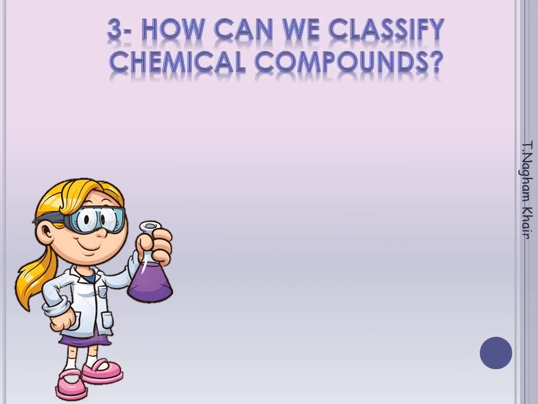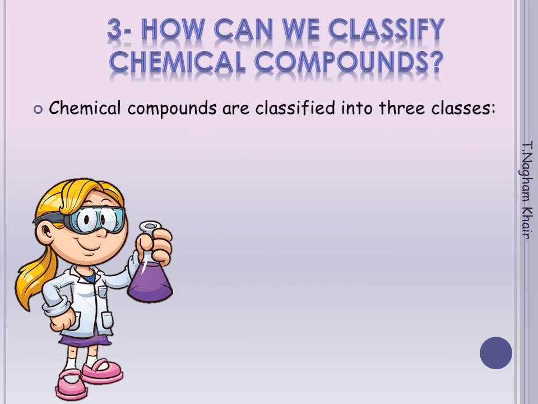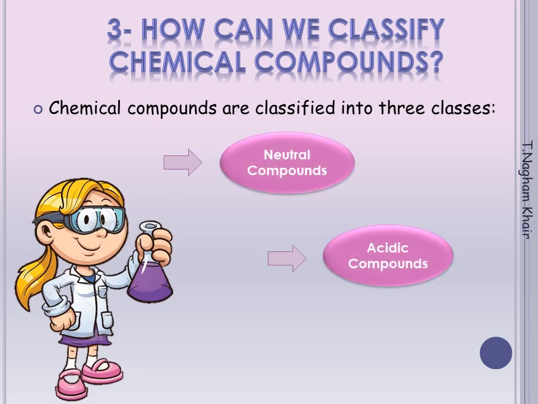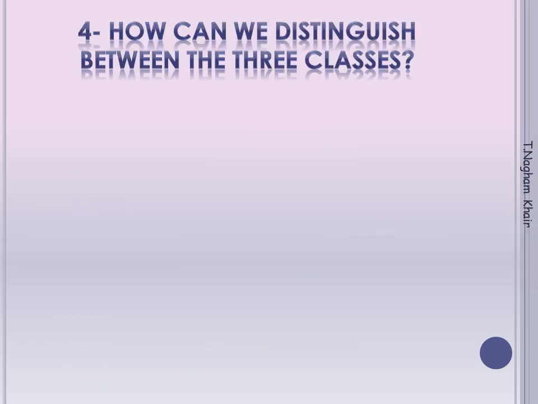How can we classify chemical compounds? Chemical compounds are classified into three classes: neutral compounds, acidic compounds, and basic compounds. How can we distinguish between the three classes?